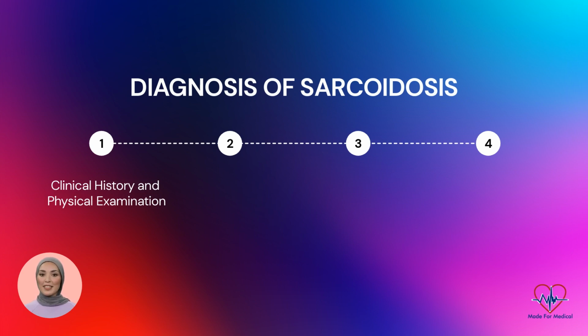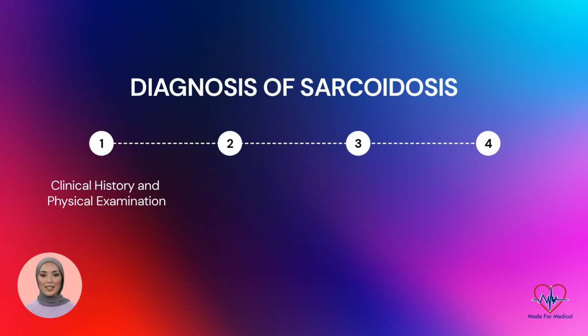Begin by taking a detailed medical history from the patient, focusing on their symptoms, onset, duration, and progression. Inquire about any respiratory symptoms, skin changes, eye problems, joint pain, fatigue, or other systemic manifestations. Ask about any potential triggers or exposures that may be relevant to sarcoidosis.